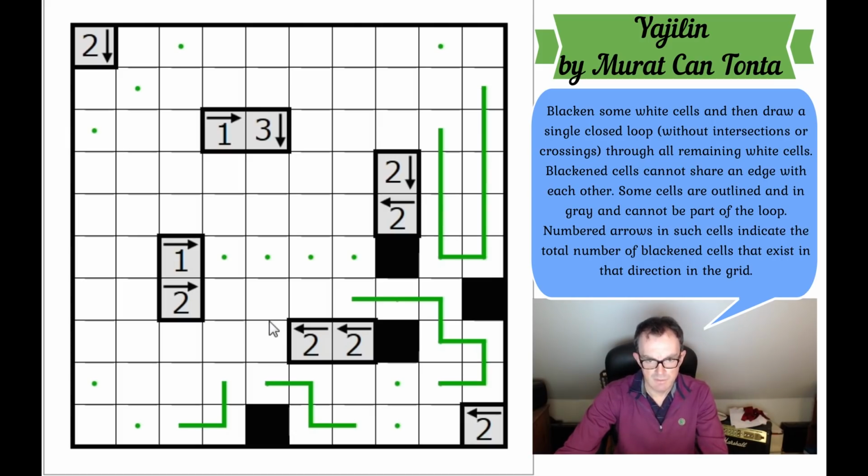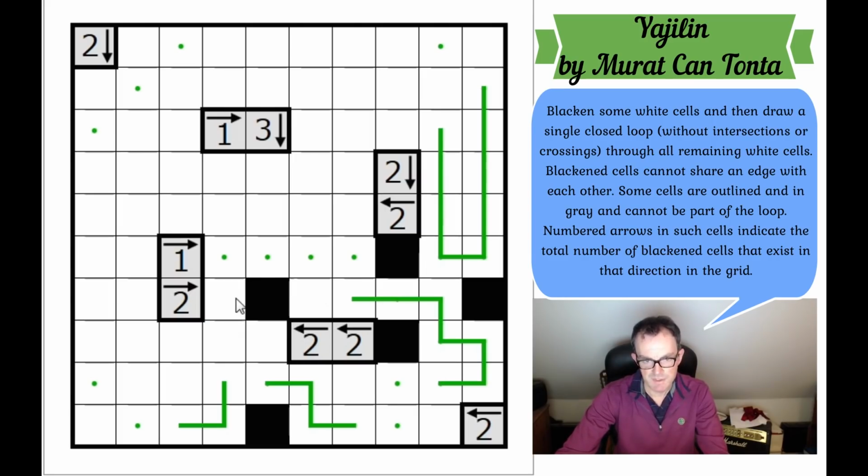Now, good grief, this is horribly difficult. This is a lot harder than I was anticipating, actually, so apologies if you do find this quite tricky. This 3 clue is, I think, where we look now, because I don't think we can put a black square here. In fact, I'm sure we can't. Now, why am I sure we can't? This is very hard to see.